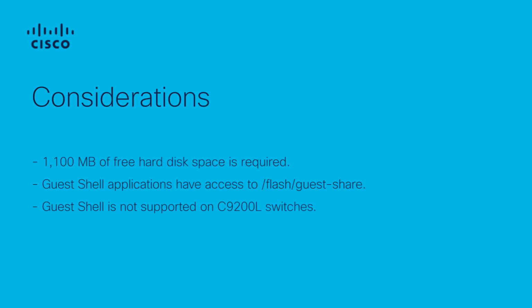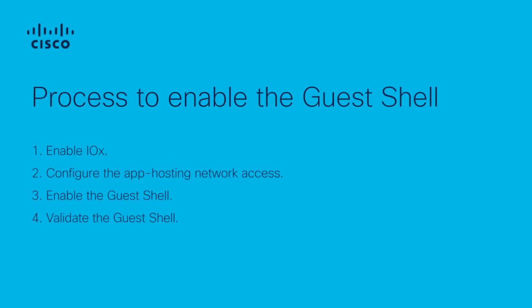Before enabling the guest shell, let's review some factors to consider. 1100 megabytes of free hard disk space is required for the guest shell to install successfully. Guest shell applications have access to the guest share directory in the flash memory. Guest shell is not supported on Catalyst 9200L switches. The process to enable the guest shell consists of 4 steps.